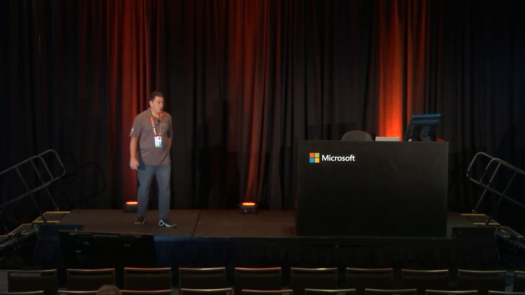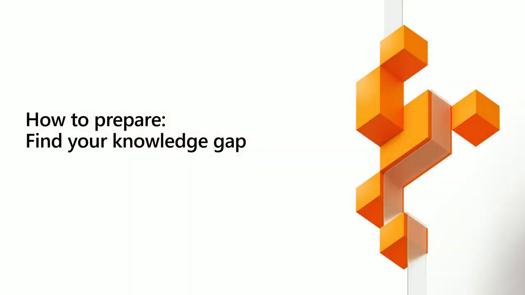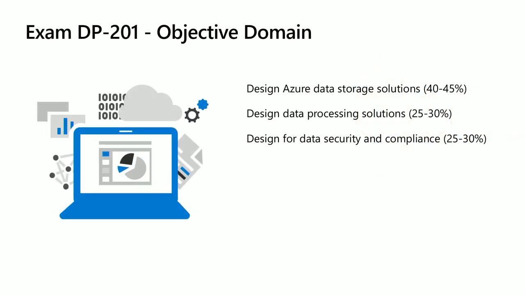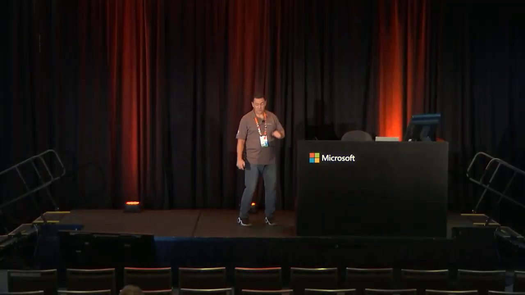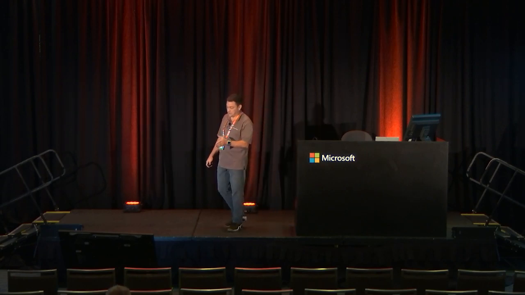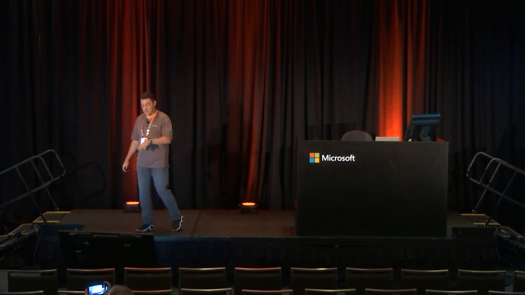All right, so those are general tips, and you're going to use these tips for any kind of exam you take from Microsoft, until they change something in the program. Now let's get a little specific to DP-201. When you go online on the web page, like I just showed you on the screen, you're going to see these three major areas: data storage, processing, and security.